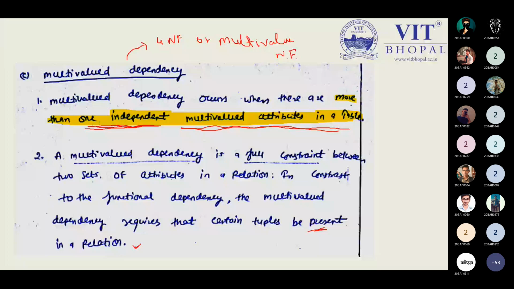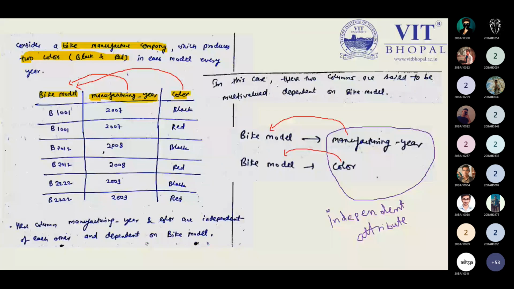Let us understand this by an example. Are you able to see this diagram or this tabular data? Yes, sir. So bike model is an attribute, manufacturing year is an attribute, and color is an attribute. Manufacturing year depends on the bike model. It means in which year this bike model was produced or manufactured by a company. And color.